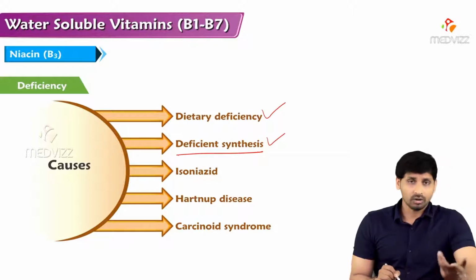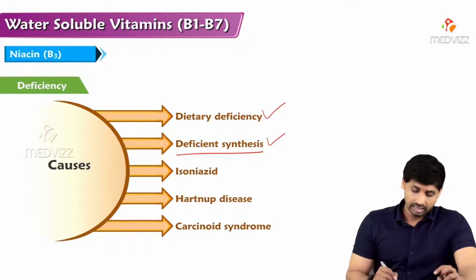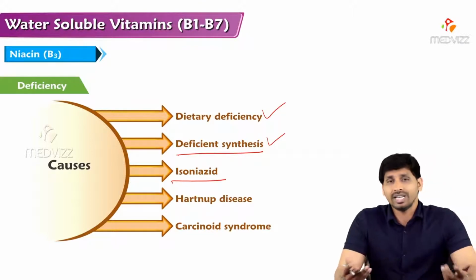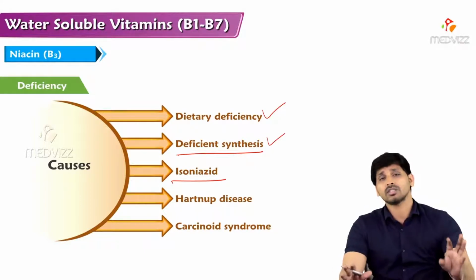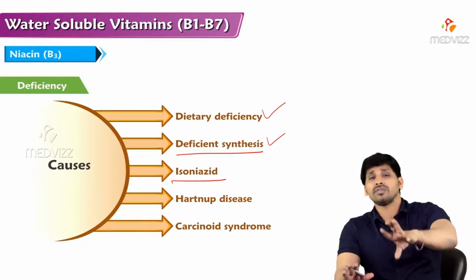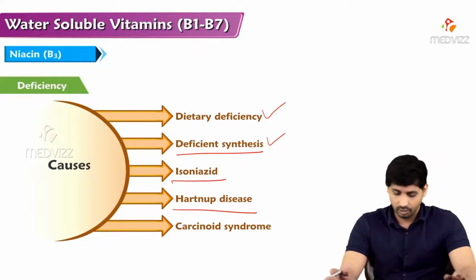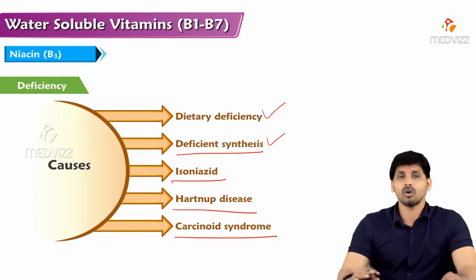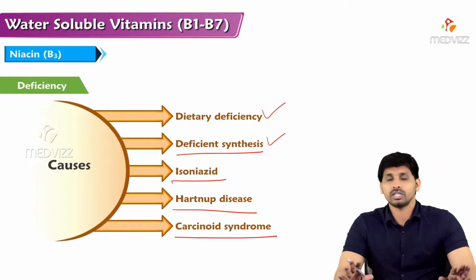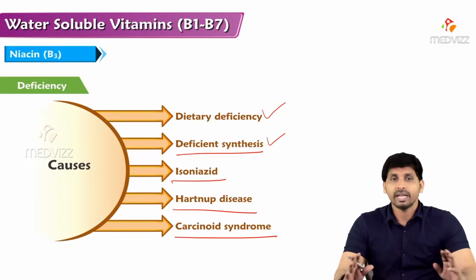If tryptophan metabolism is not working, that also causes deficiency. Drugs like isoniazid in tuberculosis inhibit the synthesis of niacin from tryptophan. In Hartnup's disease, tryptophan is lost in the urine, and carcinoid syndrome is also related to tryptophan metabolism, where tryptophan is not available for making niacin.